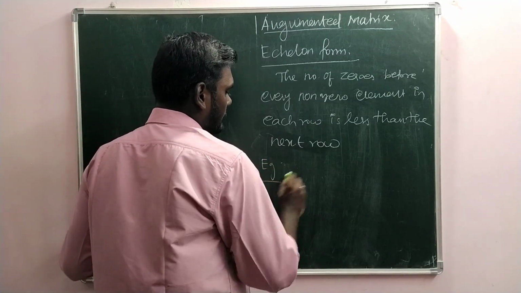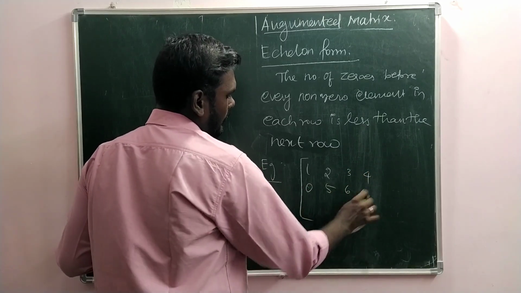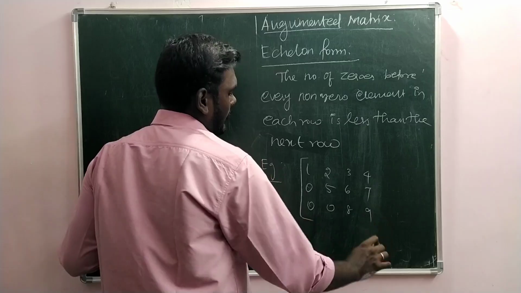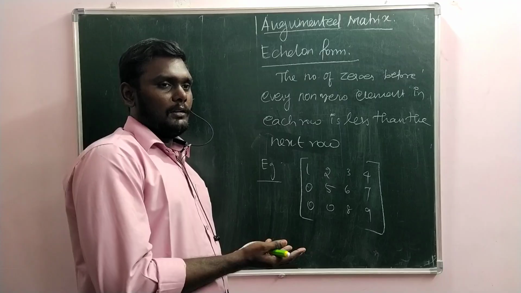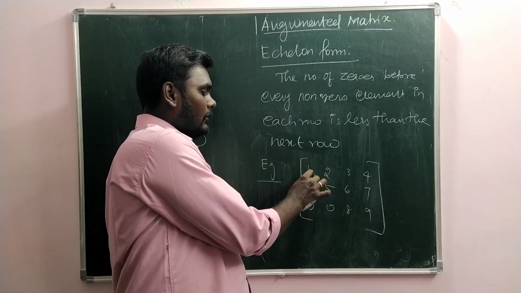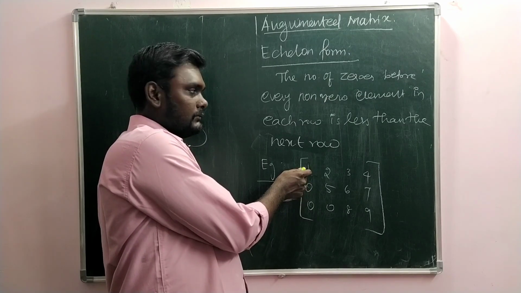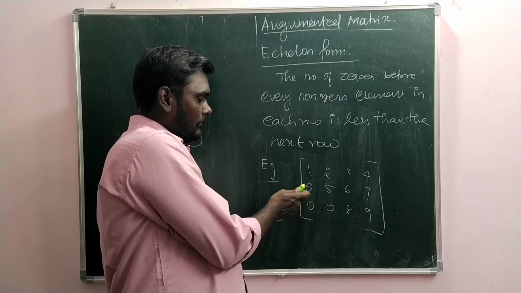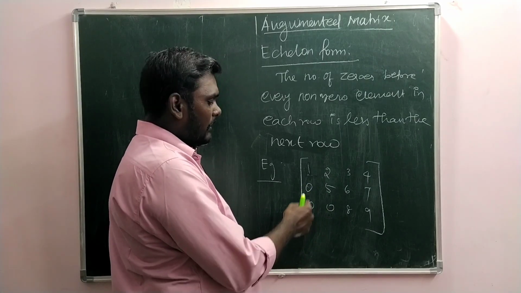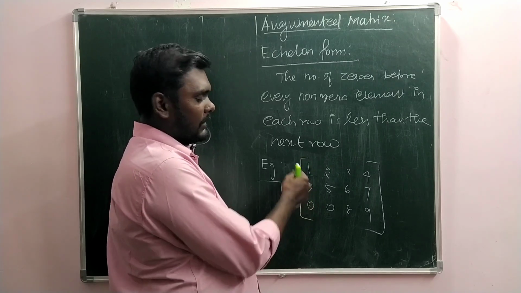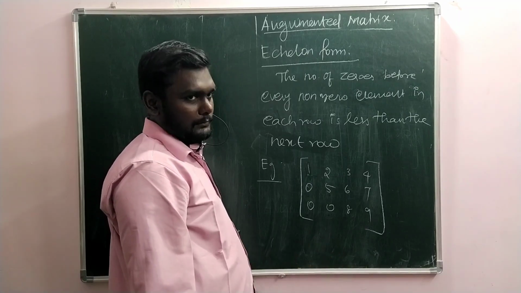For example, take this matrix: 1, 2, 3, 4, 0, 5, 6, 7, 0, 0, 8, 9. So what is the number of zeros before every non-zero element of a row? Here, no zeros. But here, before this non-zero element we get 1 zero. Before this non-zero element, we get 2 zeros. Each row has comparatively fewer zeros than the next. This kind of form we call the echelon form.